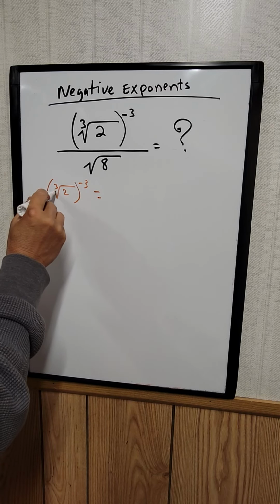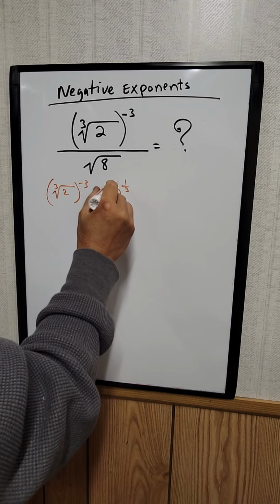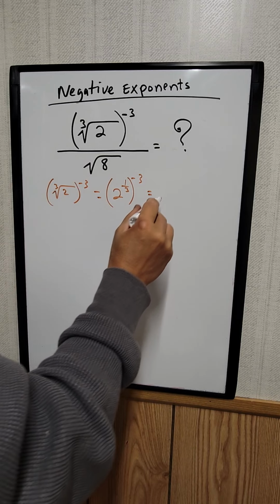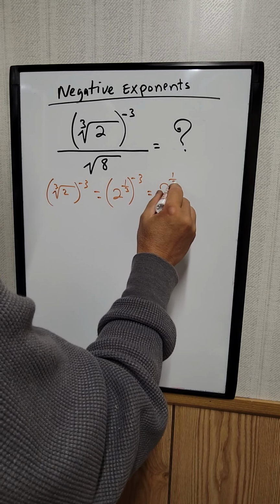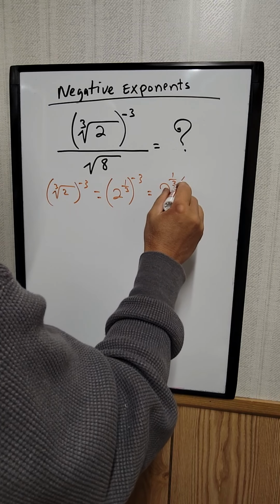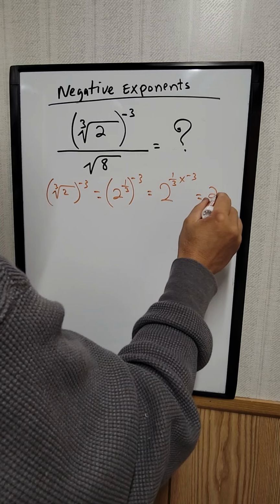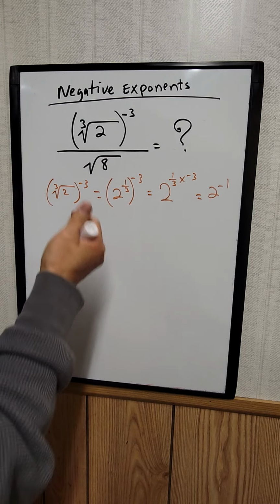The cube root of 2, we can rewrite that as 2 raised to the 1/3 power, raised to the negative 3. When you have a power raised to a power, we can just multiply the powers. So 2 raised to the 1/3 times negative 3 is just equal to 2 raised to the negative 1. Okay?